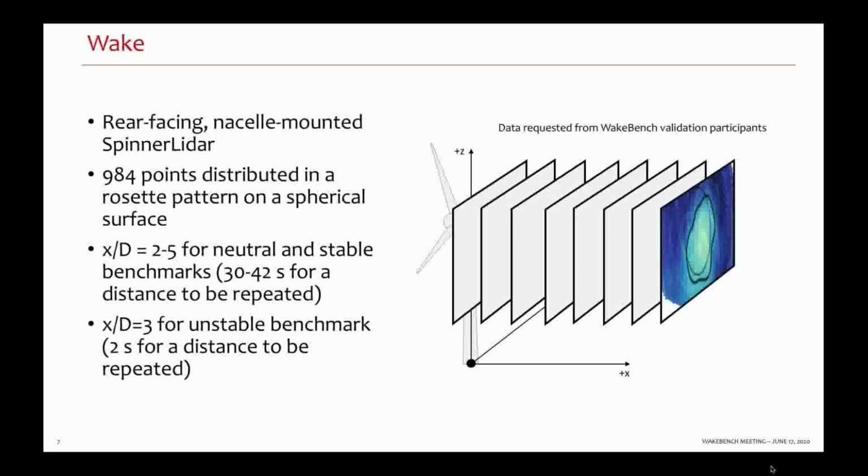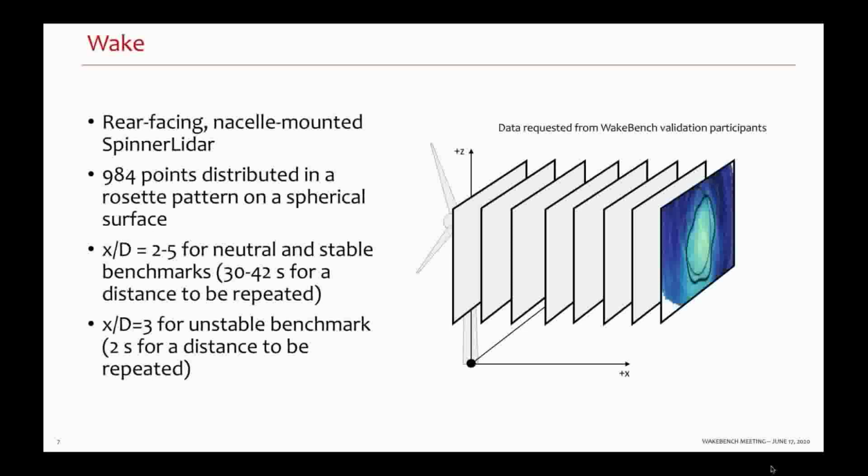And then we have measurements of the wake with a rear-facing nacelle-mounted spinner lidar. The spinner lidar collects approximately 984 points, distributed in that rosette pattern that you're probably familiar with. We had these measurements between 2 and 5D for the neutral and stable benchmarks. And so it takes about 30 to 42 seconds for any specific distance to be repeated again.